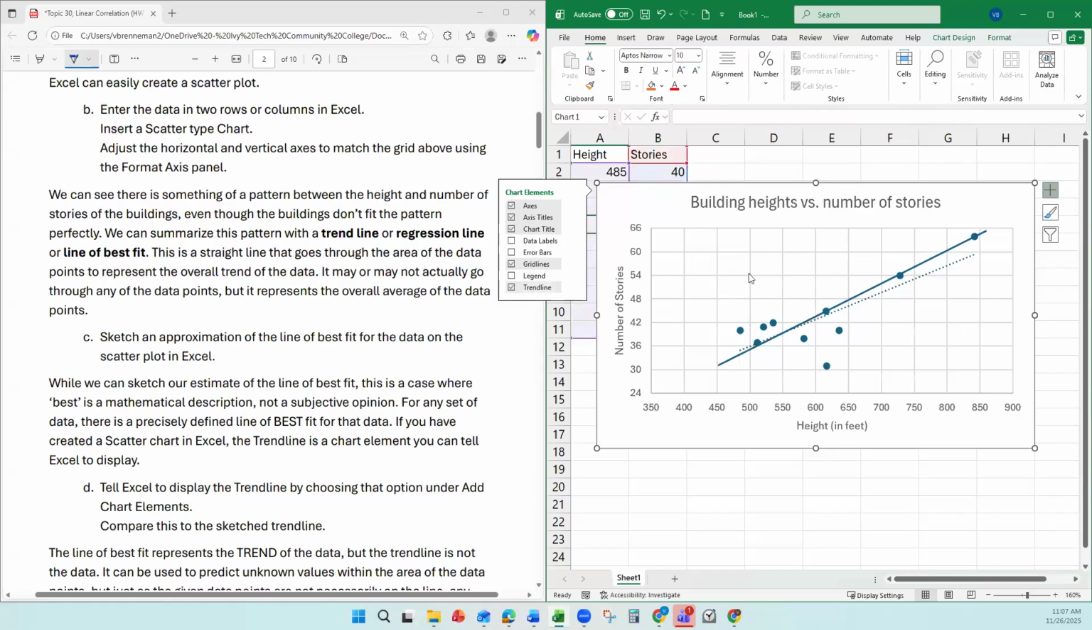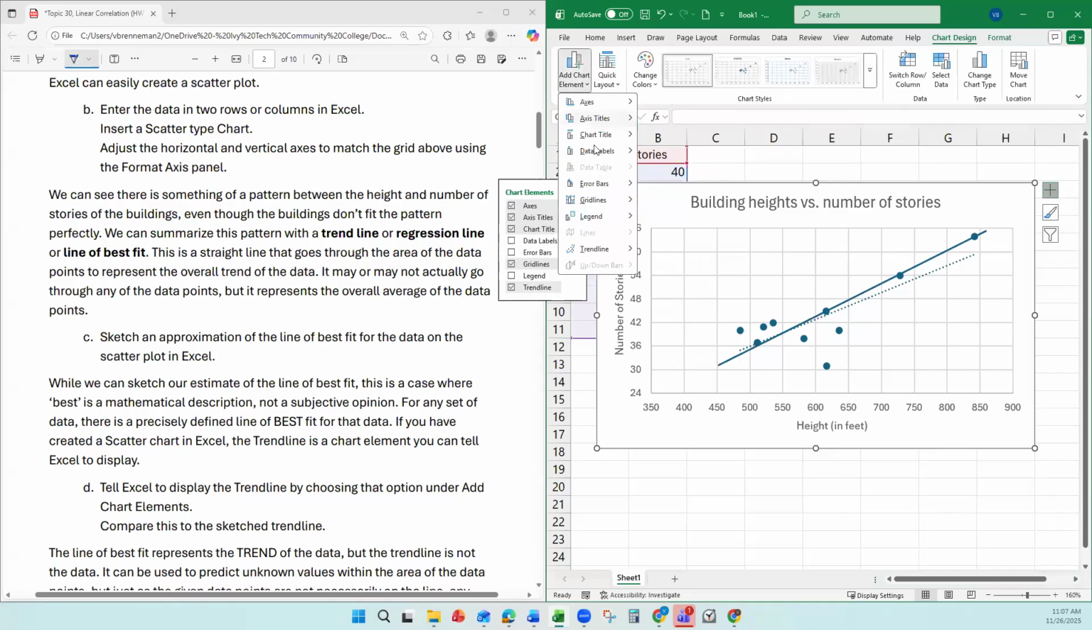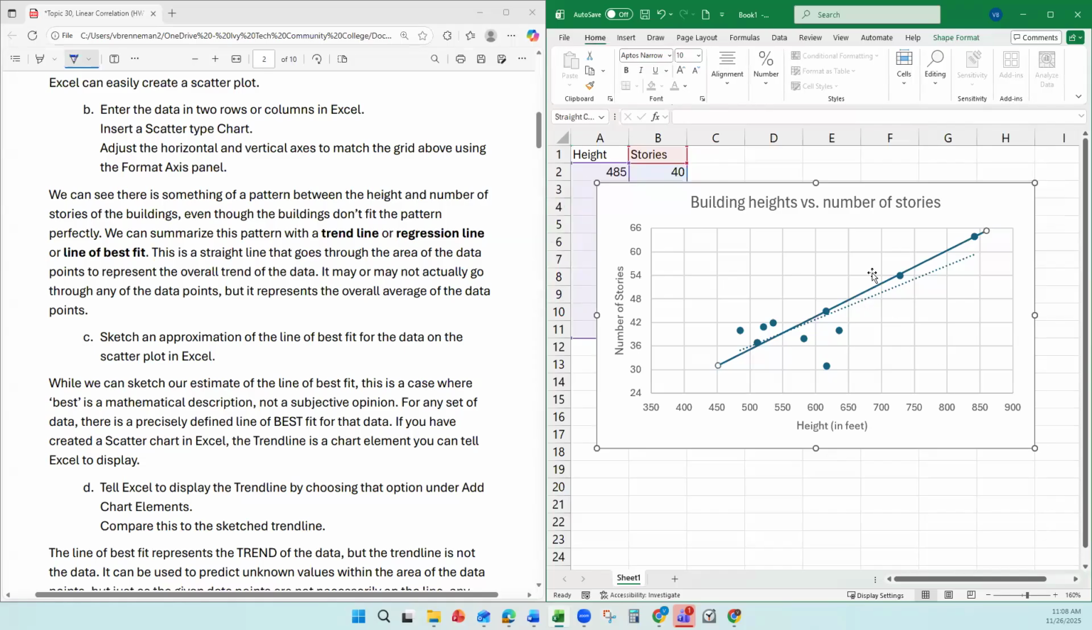So I click trend line here. I did my plus. You can do chart design, add chart element. Also is another way to get to those. And so it's put in the trend line, and you can see it's actually a little bit lower and less steep than what I had drawn here. So they were affected differently by some of these points than what I was visually expecting. So I'm going to take off my line now so that it's not in the way. And we can see this line of best fit.